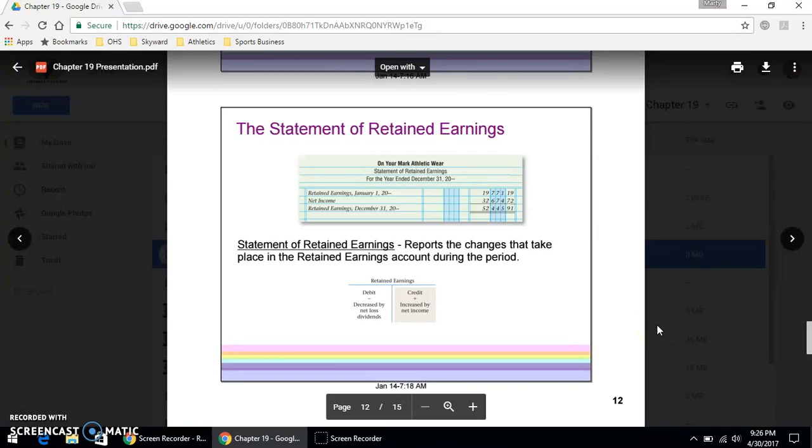Okay, welcome to Chapter 19, Section 3, where we'll be going over the statement of retained earnings, as well as the balance sheet, as the last two financial statements for a merchandising corporation.